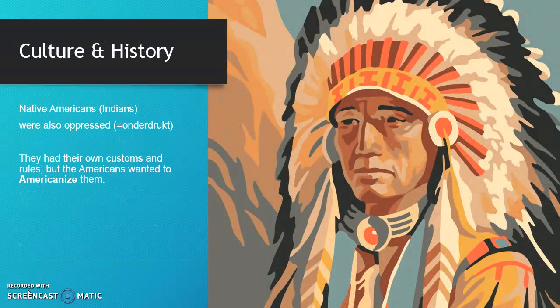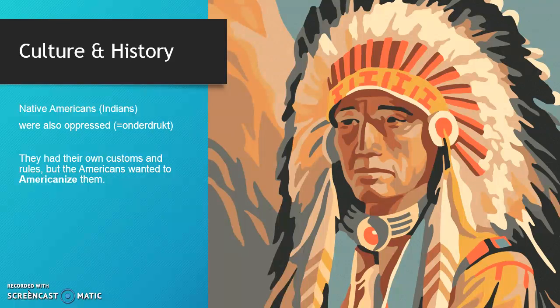Native Americans, not just black people, were oppressed in the 18th, 19th, and 20th centuries. Native Americans were also treated badly by the newcomers. The new people wanted to Americanize the natives by telling them to act like Americans. Native Americans had their own customs and rules, but the new immigrants wanted to integrate the natives into new American culture. Everyone had to basically be the same type of American.